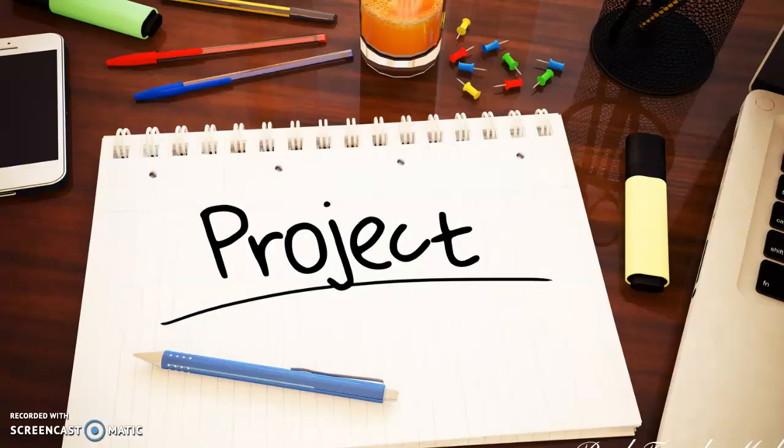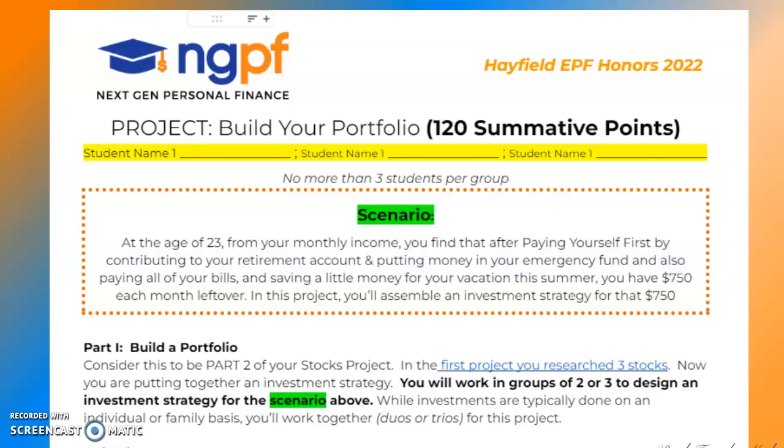Now let's talk about part 2, which is the project. So when you're in Schoology, go ahead and pull up your instruction sheet for this project. So this will be a group project. It will be either 2 students or 3 students. It is a group project.